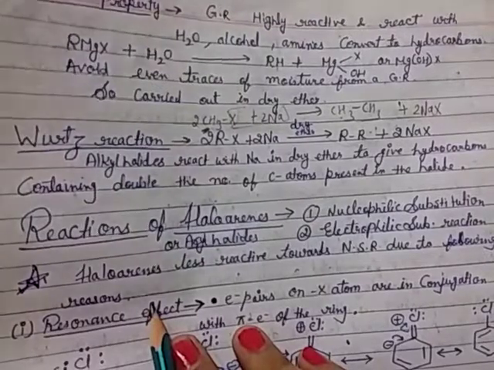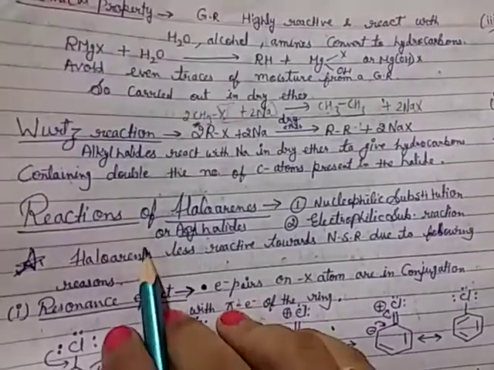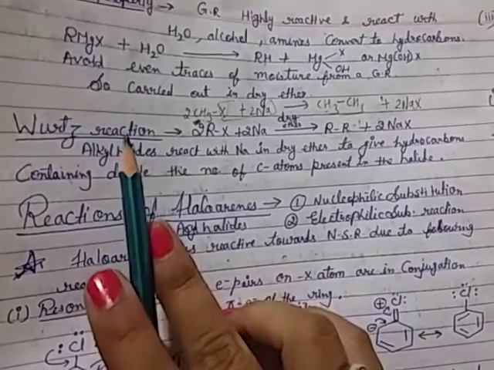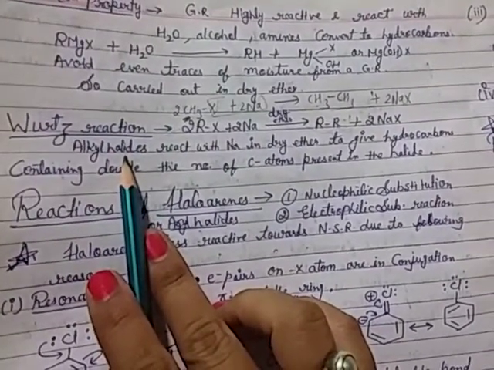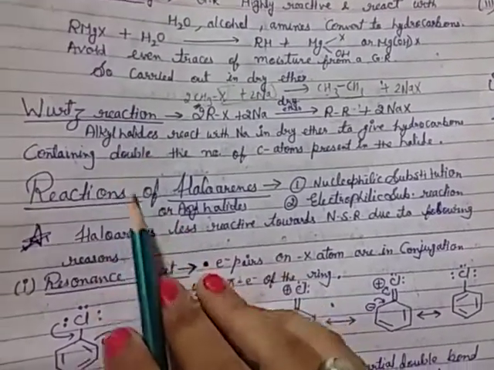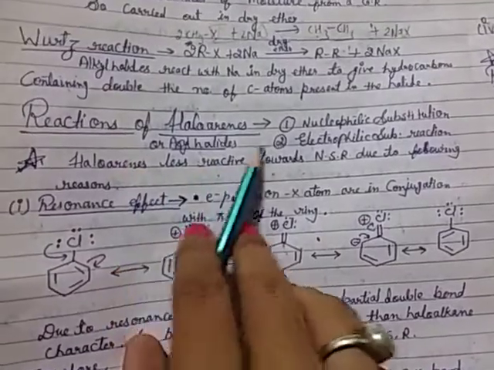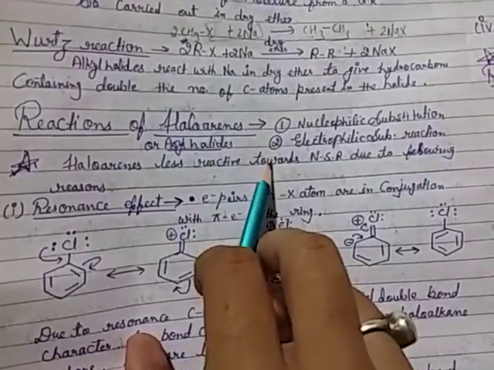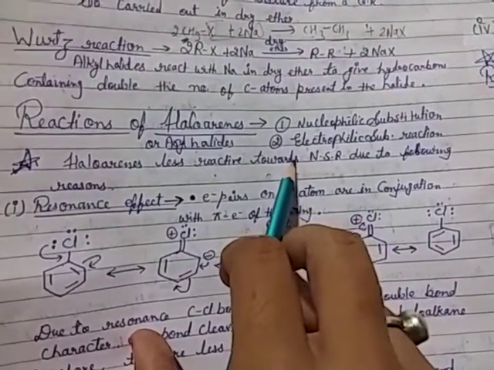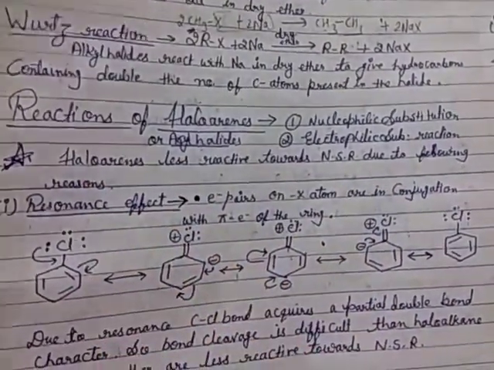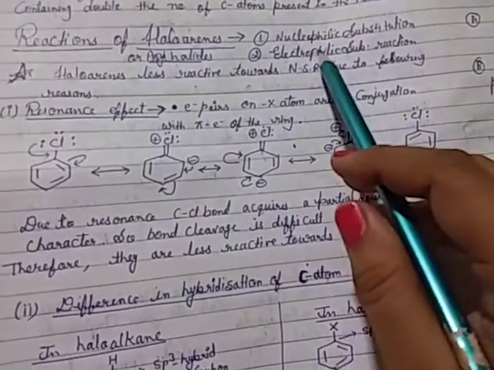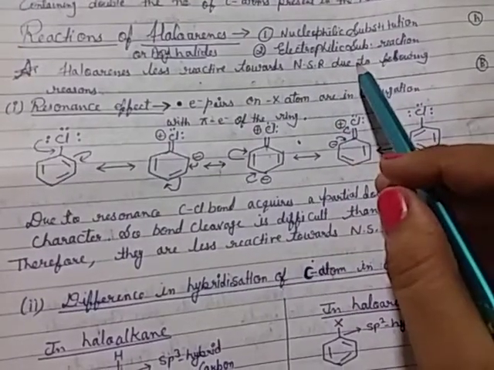Next topic we have to start: reactions of haloarenes. We completed the reactions of haloalkanes: nucleophilic substitution reaction, elimination reaction, and third, reaction with metals. Now the reactions of haloarenes are divided into two parts: nucleophilic substitution reaction and electrophilic substitution reaction.